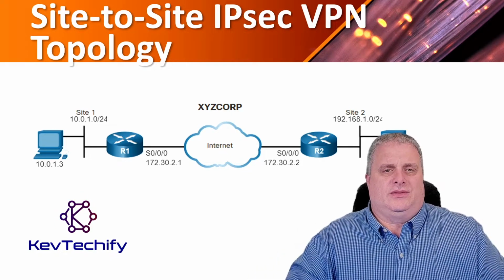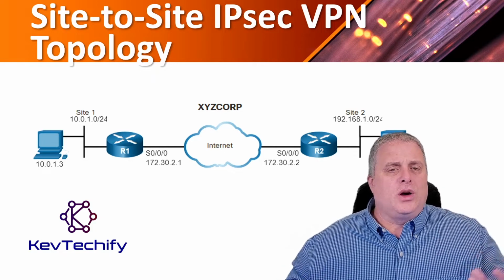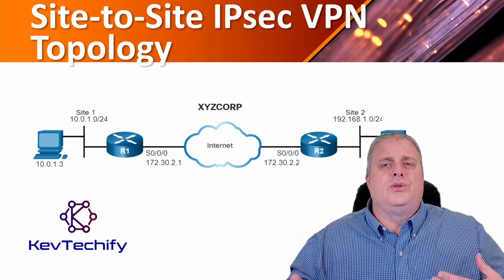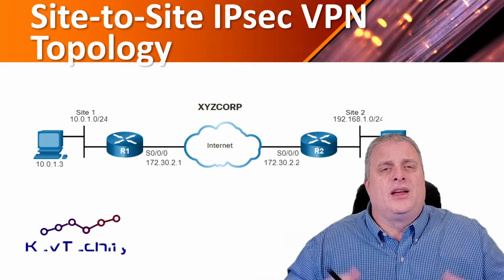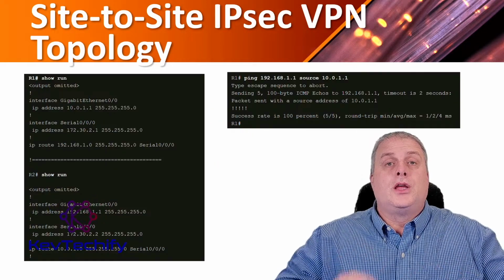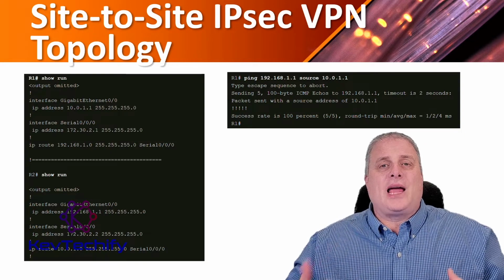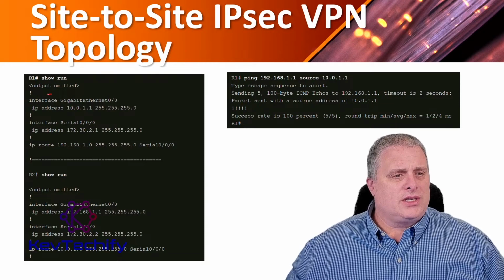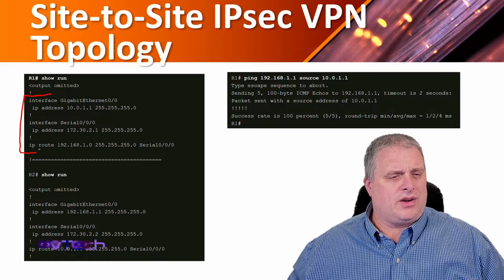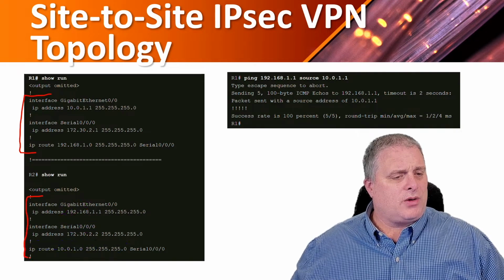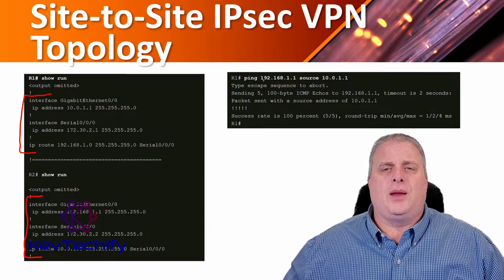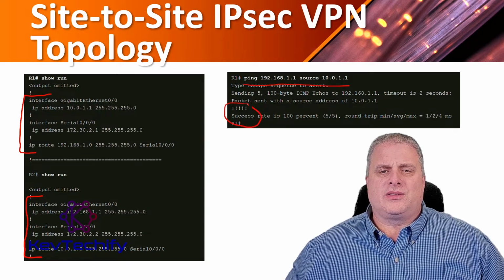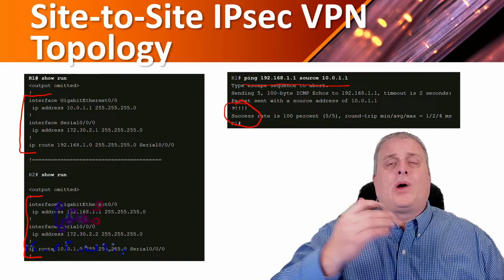Here we have a topology. Fairly simple. We have site 1 and site 2 going through the internet, and this topology we're going to use to demonstrate a site-to-site IPsec VPN implementation. Using that topology, both routers are configured with IP addressing and static routing. Here we do a show run that gives us our IP addresses. You can see on R1 we have our IP addresses and our static route. On R2 we have our IP addresses and our static route again. Over here we run a ping to show us that routing is happening correctly. We send the ping, we get 100% success rate, showing that our routing does work.